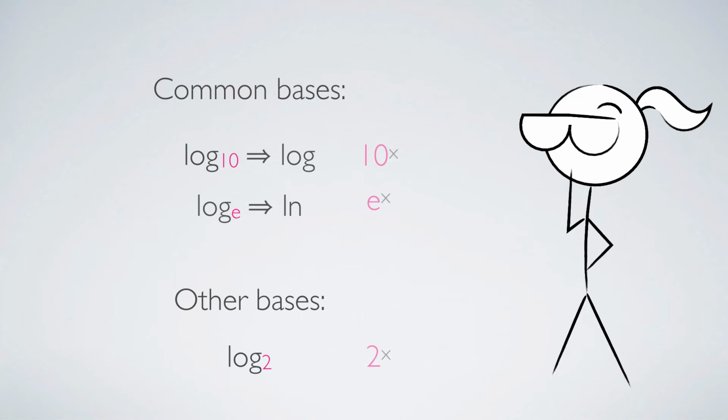Now, you can have logs to any base, but any other base would always have that number as a little subscript after the log. And so here I've given the example of log to the base 2, and that would just be 2 to any given power.